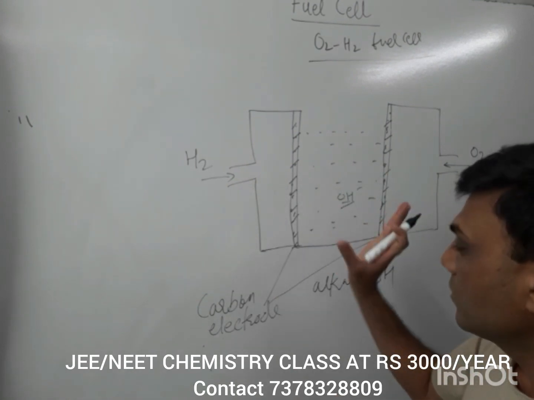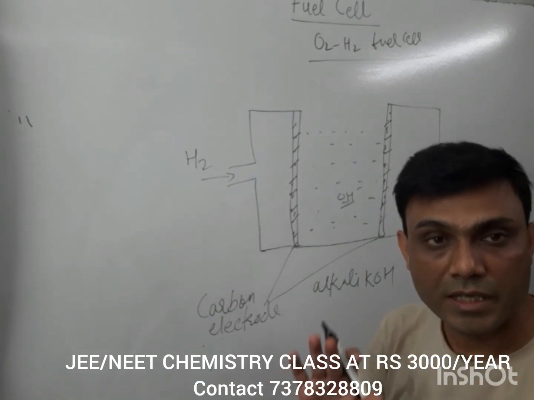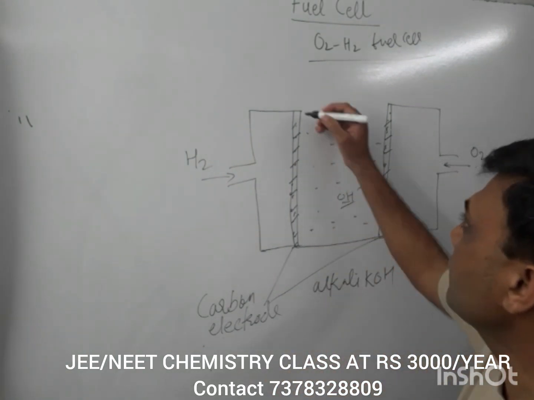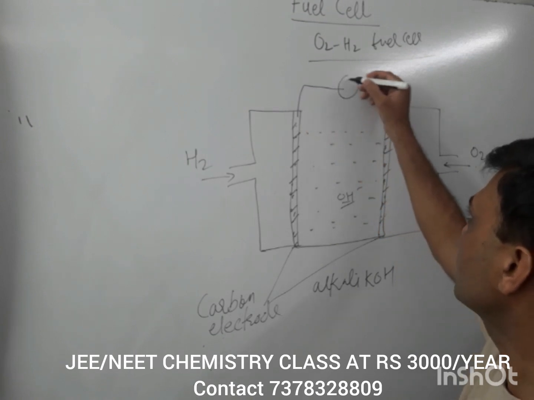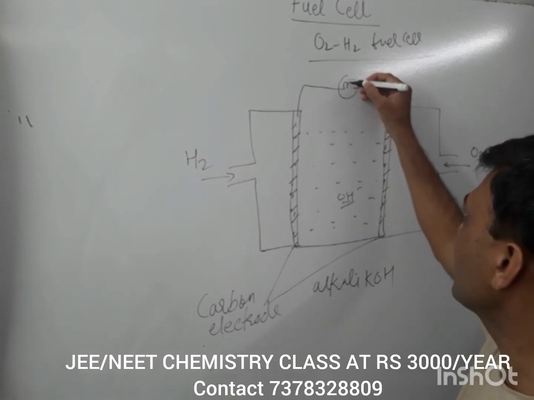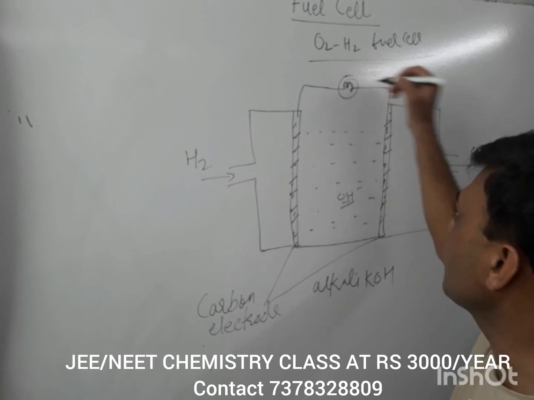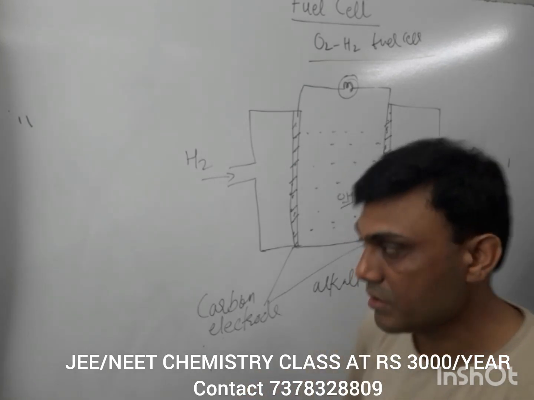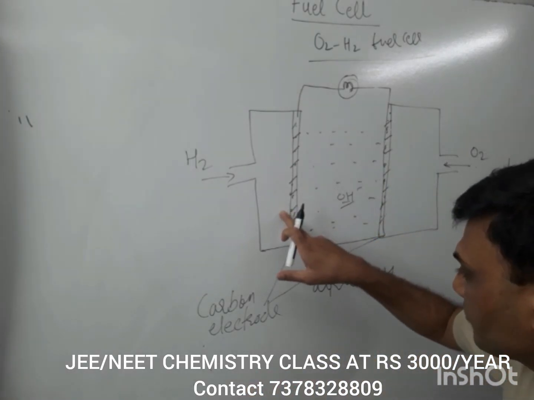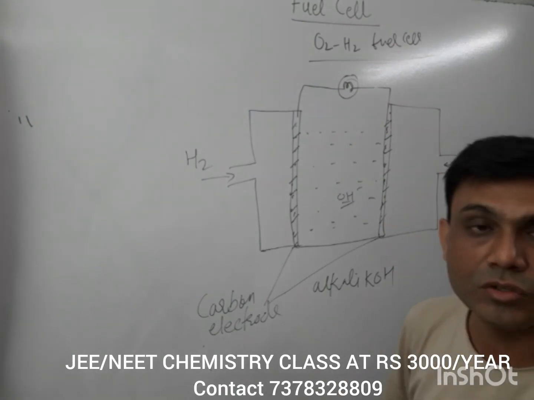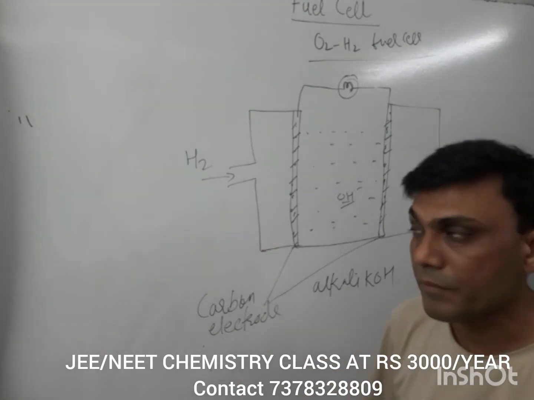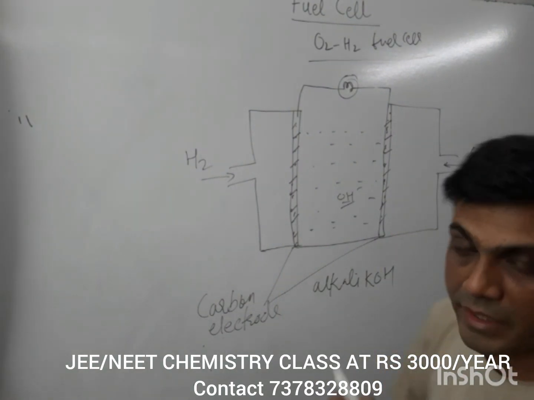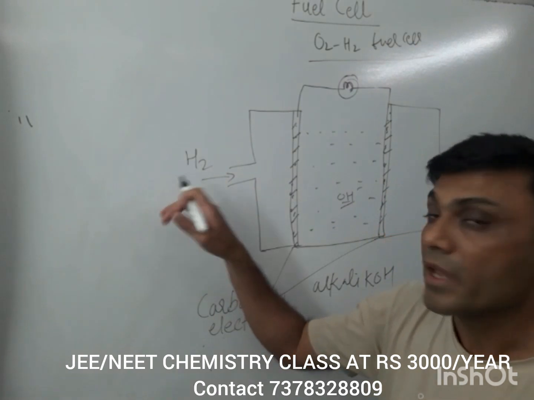Now when electricity is generated in this fuel cell, it will flow from this to this. So we have to keep one bulb here. This is a bulb. When it glows, that means electricity is generated. This is the meaning of this cell. This is a carbon electrode. This is also a carbon electrode. There must be a fuel. That means H2 is the fuel in this case. Oxygen is a gas that is helping the combustion of the H2.